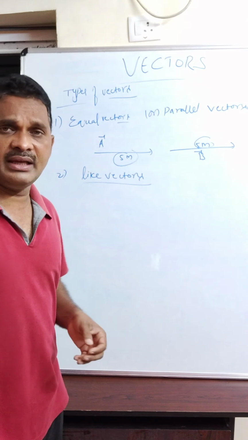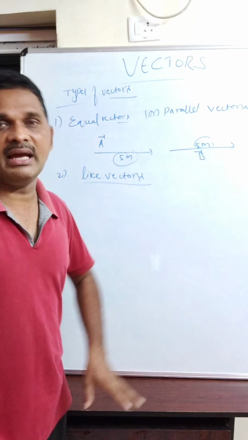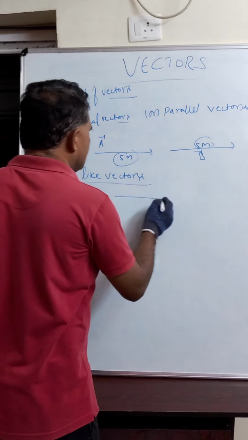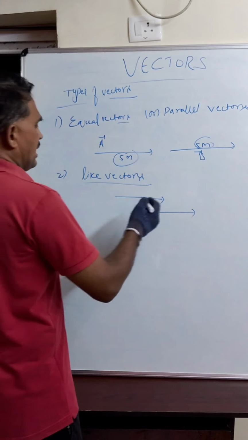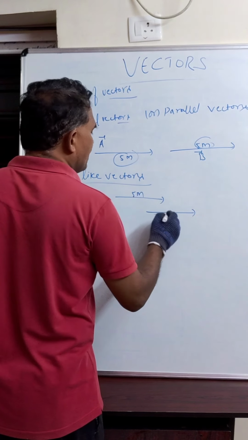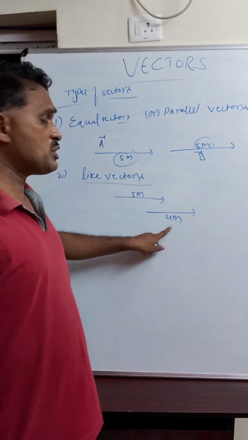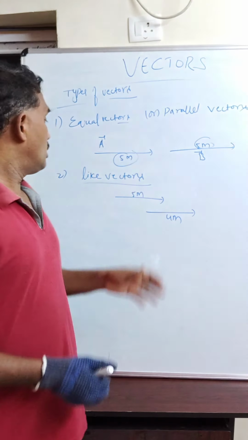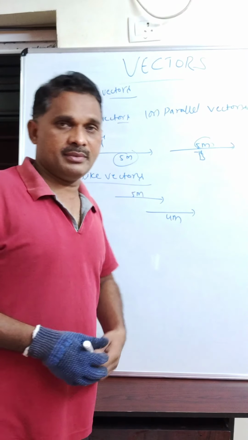Vectors having the same direction but different magnitudes are called like vectors. Two vectors are moving in the same direction but with different magnitudes. This magnitude is 5 meters and this magnitude is 4 meters. Such kind of vectors are called like vectors. Both are traveling in the same direction.